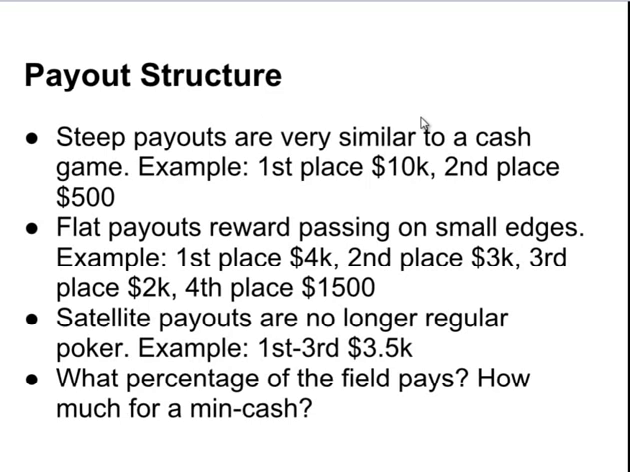Steep payouts are similar to a cash game. I made up an example tournament, well, three example tournaments, I guess, all of which have a $10,500 prize pool. An example of a steep payout would be first place is 10,000, second place is 500. This might be like a one-seat qualifier to a tournament, or maybe like a special invite-only sit and go sort of thing, like maybe for TV. But these structures are not at all uncommon. Of course, single table satellites are the most common place that you'll find them.